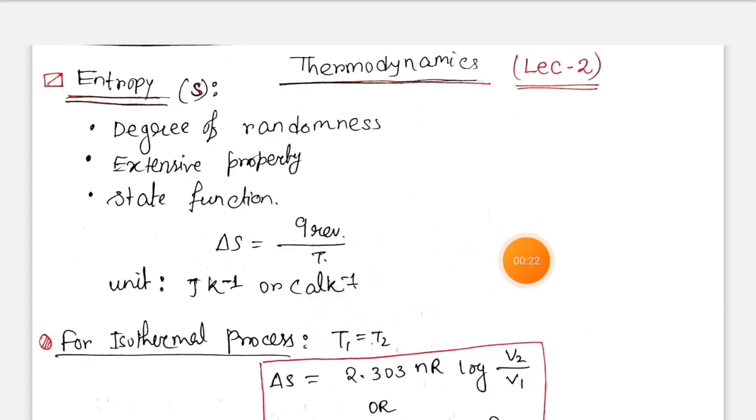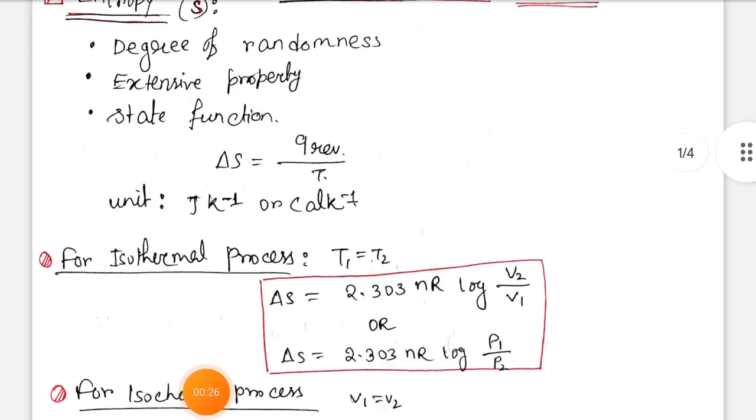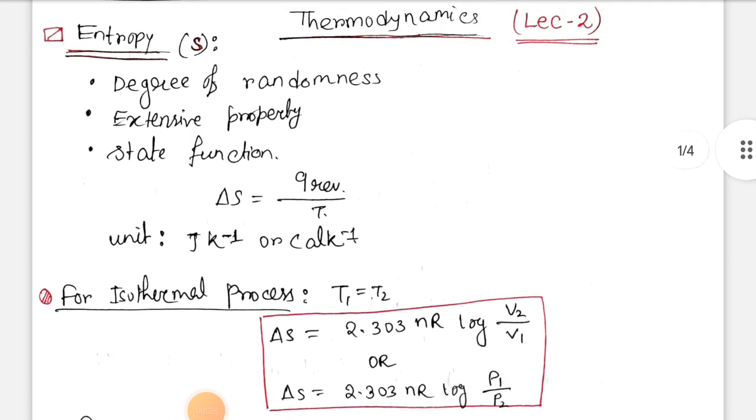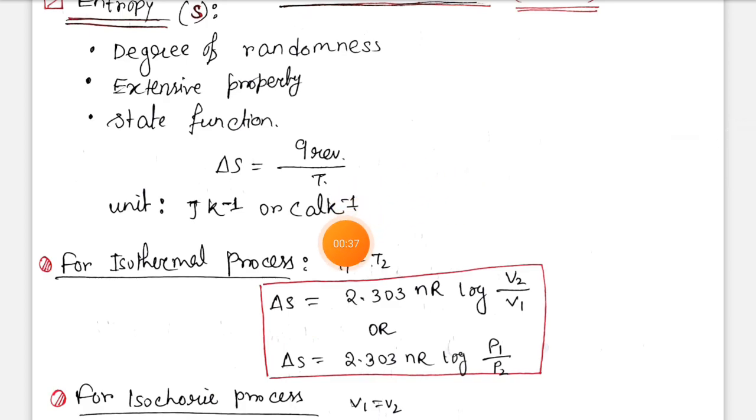Next, it is an extensive property and it is a state function. As it is a state function, we cannot calculate its exact value, but we calculate the change of entropy, that is q reversible by T. The unit of entropy is joule per Kelvin or calorie per Kelvin.